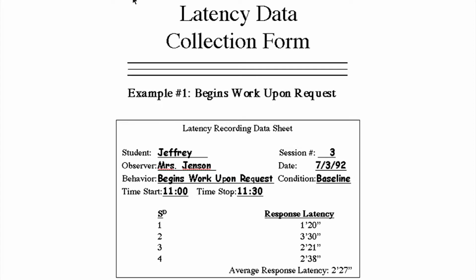SD means signal. There were 4 different times today I signaled for that. These are the amounts of time that it took for the student to do that. I can either plot those as these are the times, or I could create an average per day. The average today was 2 minutes and 27 seconds.